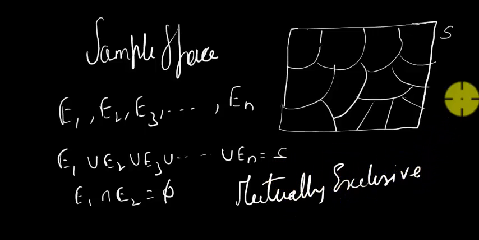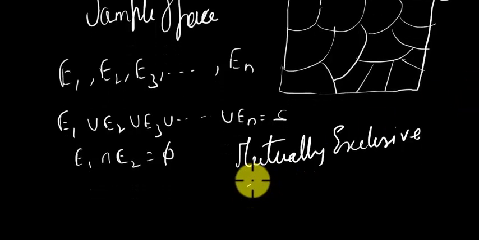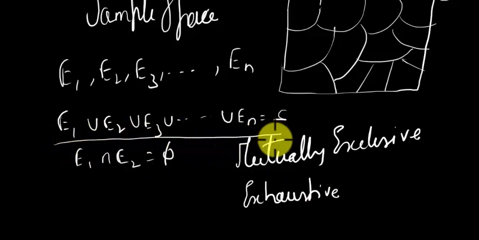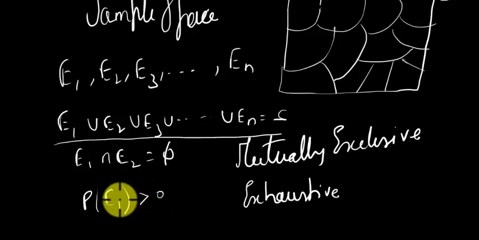Not only is it mutually exclusive, it's also exhaustive events. Now why is it exhaustive? Because the union of it is giving me the sample space. So basically these are the partitions of a sample space. E1, E2, E3 till En are the partition of a sample space. Why? Because the union gives me the sample space, the intersection gives me a null set, and the probability of any event Ei is always greater than 0, which means every event has the chance of occurrence.